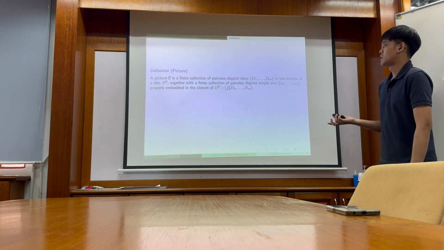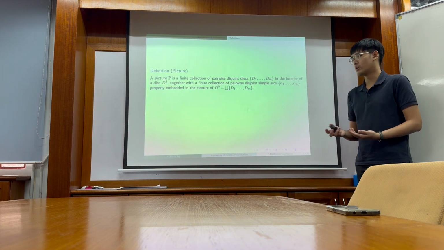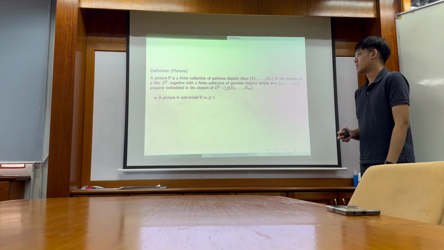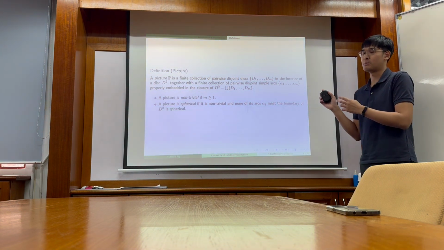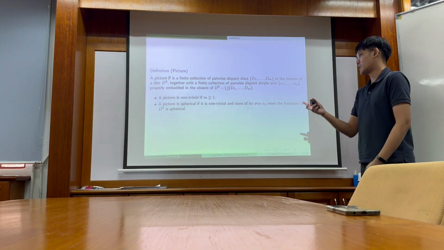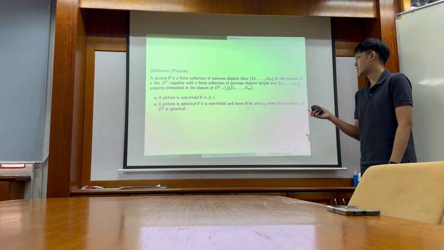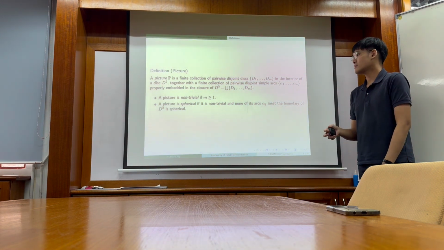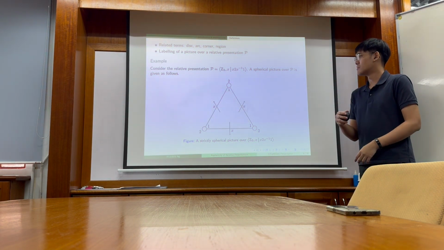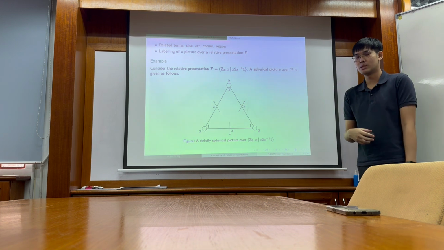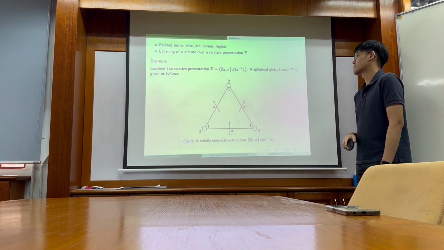A picture is essentially a graph in the sense of graph theory, and there are 3 important aspects to a picture. We will look at one example later, but the first aspect is that a picture is non-trivial if it has more than one piece, and the second one is spherical. So we consider the relative presentation we considered just now in the previous example. So this is a spherical picture over the relative presentation.